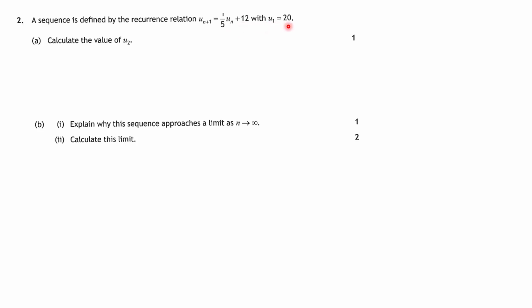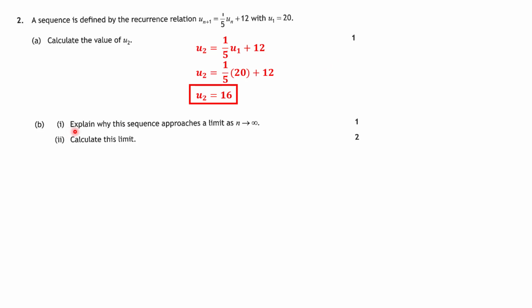We want in part A to calculate the value of u2. So u2 will be 1/5 of u1 plus 12. We know what u1 is, it's 20, so we say 1/5 of 20, which is 4. 4 and 12 is 16, so the answer is u2 is 16, and that's 1 mark.